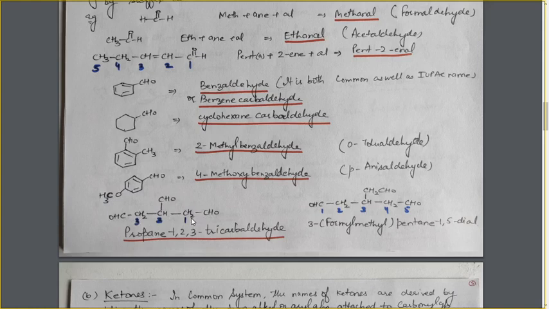So what will we do? We will name it as carbaldehyde. No, this will not be suitable. We have to give equal treatment to all the functional groups having the same preference order.